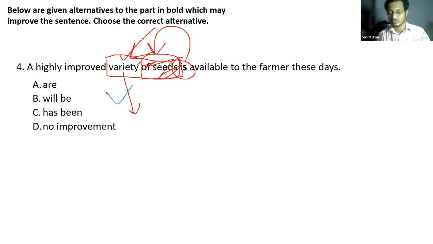I'll give you more examples. A bunch of flowers is sold to them. Very good, Samir has given an example. A bunch of flowers is sold by him every morning. Now listen to me. The knowledge of the students is appreciated.